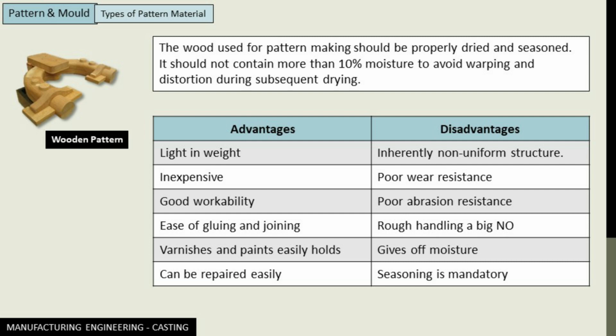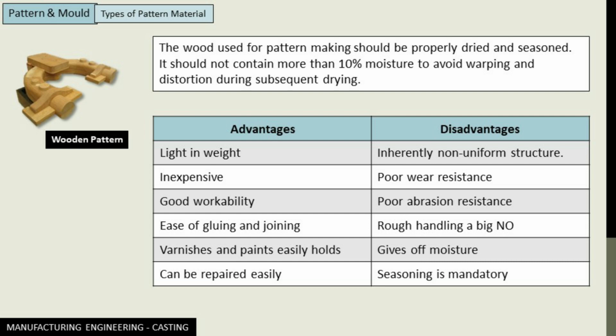The advantages of a wooden pattern are its light weight, its cost effectiveness, and its good workability. We can easily glue and join wooden patterns. We can apply varnishes and paints easily, and they can be easily repaired as well. However, there are certain disadvantages as well. They have a non-uniform structure that is inherent. They have poor wear resistance, poor abrasion resistance, and we cannot roughly handle them. We have to handle them with care.